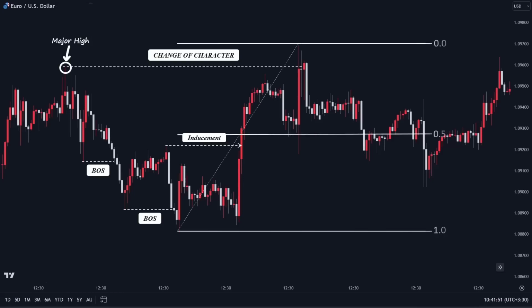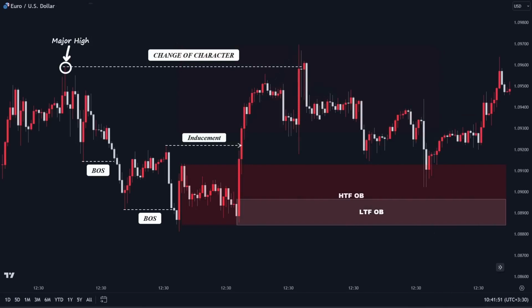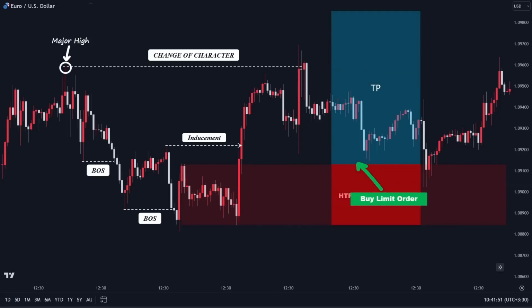Firstly, we need to identify the discount zone, which includes these higher and lower time frame order blocks inside it. If you truly wanted to enter the trade and place a buy position based on the higher time frame's order block, you could have simply entered a buy limit order at the highest point of the higher time frame's order block, with the lowest point of the order block area as your stop loss.